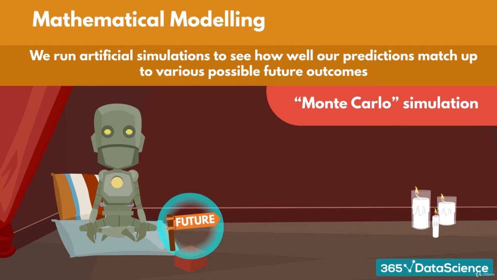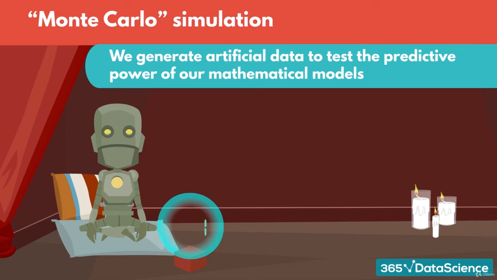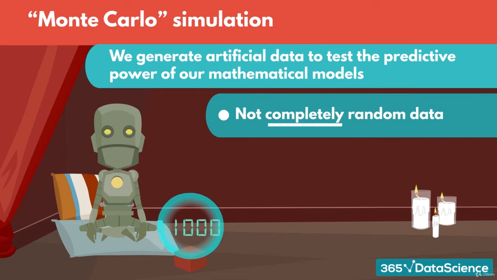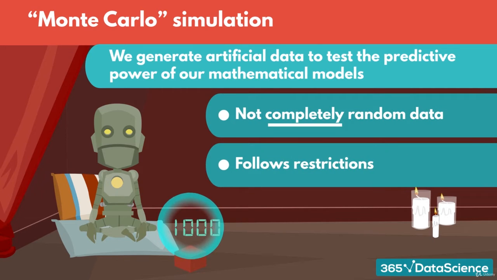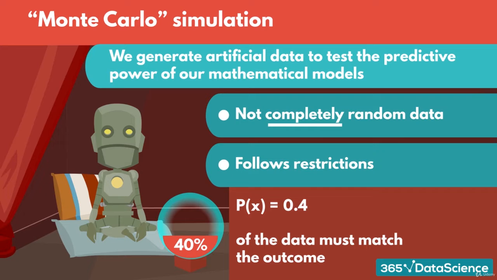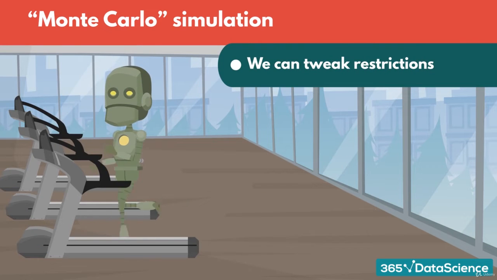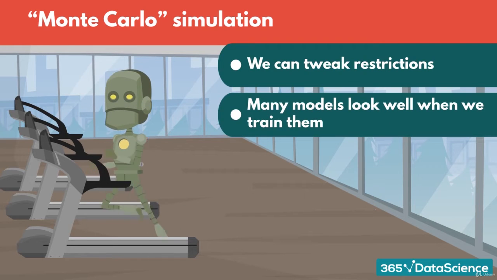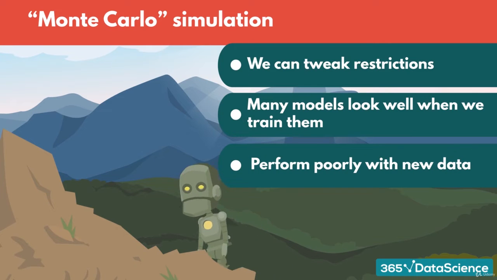Before moving forward, let's discuss what a Monte Carlo simulation consists of. We generate artificial data with which to test the predictive power of our mathematical models. Usually the data is not completely arbitrary, but rather follows certain restrictions we provide. For instance, if the probability of a specific outcome is 0.4, then 40% of the artificially created data must match this outcome. This is convenient because we can tweak these restrictions to see how much our model is dependent on the data we have fed it initially. This is crucial as many models look well when we train them on our initial data, but perform poorly when deployed in the real world.